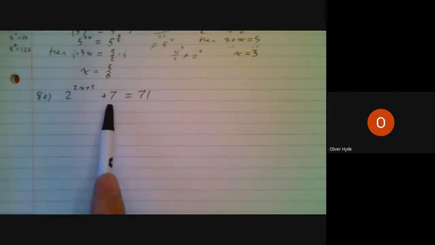I could start off with a couple of concerns. If I just try jumping right into my strategy of writing both sides as a single power of a common base, 7's a prime number. I don't think 7 can be written easily as a power of 2. I think 71 is prime as well. It's definitely not a multiple of 2, so it can't be a power of 2.